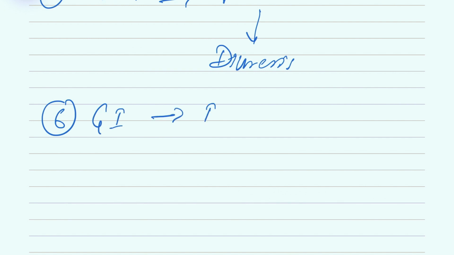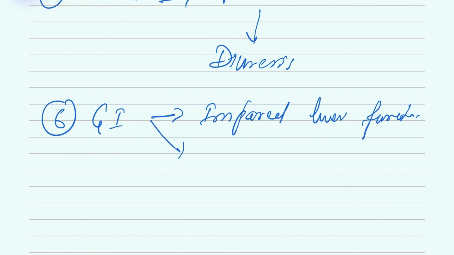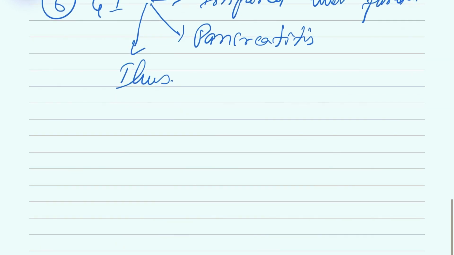In case of the GI system, it causes impairment of liver function. It can lead to pancreatitis, and it can also lead to ileus.